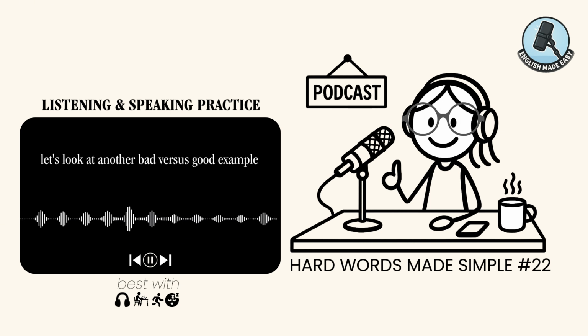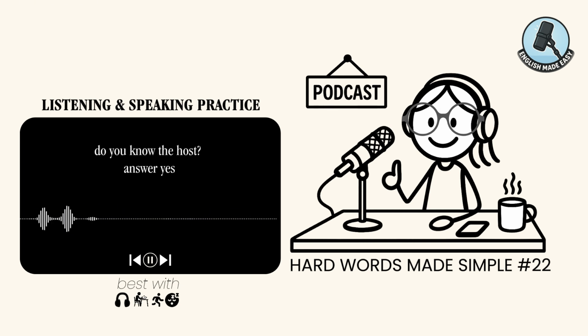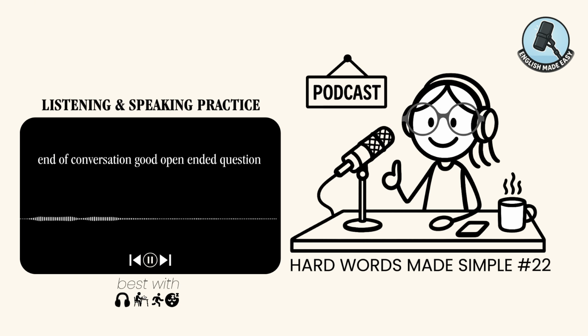Let's look at another bad versus good example. You're at a party, using an environmental opener. This is a great party. The music is fantastic. Them: yeah, it's a great playlist. Bad, closed question: do you know the host? Answer: yes. End of conversation. Good, open-ended question: yeah, I love this kind of music. What other bands have you been listening to lately? Or if you want to connect it to the party, how do you know Sarah, the host? This question invites them to talk about their relationship with the host, which is much more interesting than a simple yes.